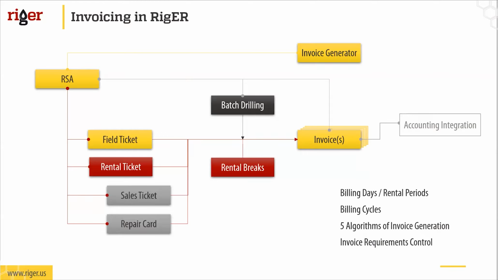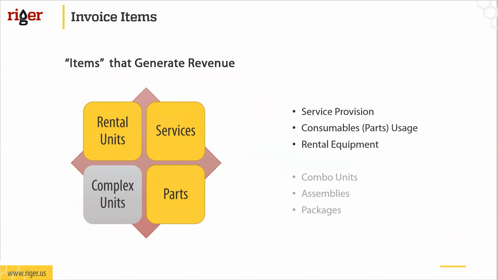So moving on to the next slide, we are going to see what actually generates revenue. Those things that generate revenue in RigER logic are called items. In our case, those can be either simple ones, such as services, parts, consumables, or rental assets that you can utilize on a day-to-day basis for every single job. Or you can have complex units, which can be built based on one of these or some of all 3 types of simple items.